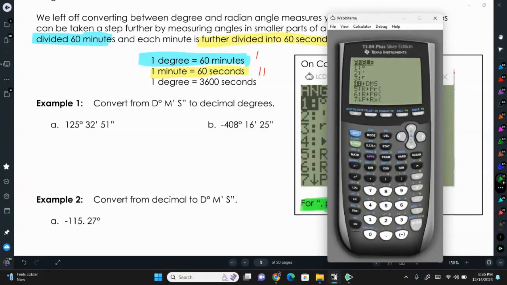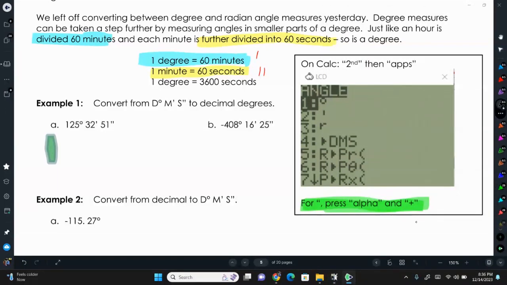So to convert from degrees, minutes, seconds to decimal degrees is actually pretty easy. So we just type in 125, then alpha, apps, degrees, then 32, second, apps, and then go down to minutes. And then 51, and again we're going to press the alpha and the plus button, and that gets us our degree in decimals. So 125.5475 degrees.